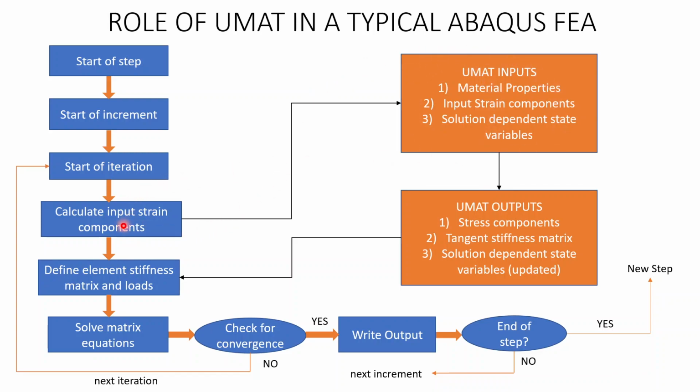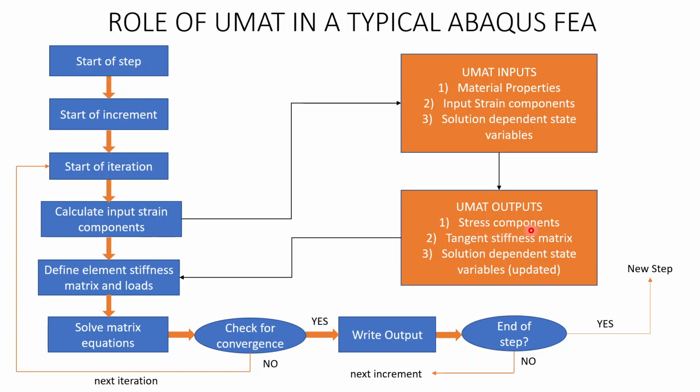The input strain components are given as an input to the UMAT. Apart from that, we have to define some material properties. We will be seeing how to define these material properties soon. There are also some solution dependent state variables which can be defined in the UMAT. This also we will be seeing later. Once the UMAT inputs are defined, the UMAT will be able to calculate the following outputs. The input here is the strain components, and from strain we are able to get the stress components. How we get the stress components depends on the UMAT code which we are implementing, that is, the material behavior which we are trying to implement in UMAT.